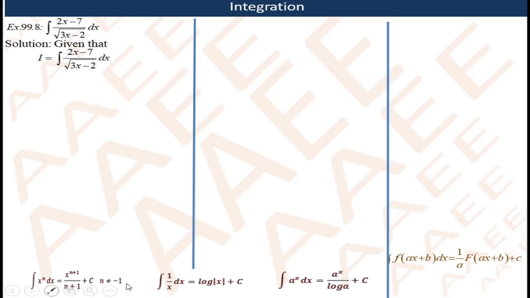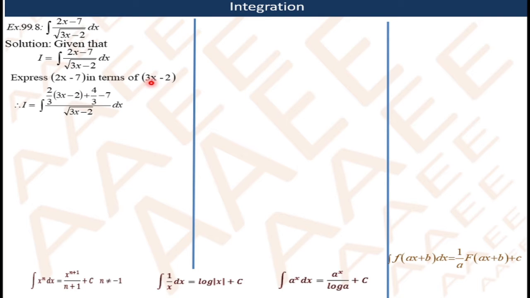Solution: given that I is equal to integration 2x minus 7 upon under root of 3x minus 2 dx. We can't use any standard formula directly here. So you are supposed to transform it into standard form so that we will be able to integrate it very easily. For that, the term under root of 3x minus 2 is in the denominator. In the numerator, 2x minus 7, let us split this term in the 3x minus 2 form, so that we express 2x minus 7 in terms of 3x minus 2.